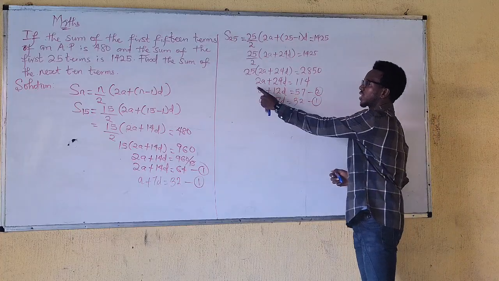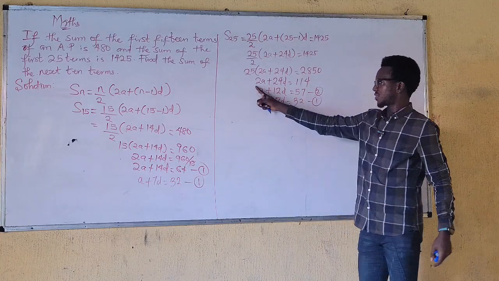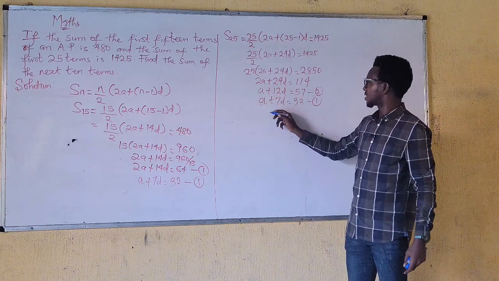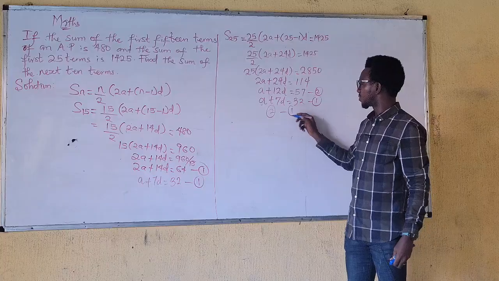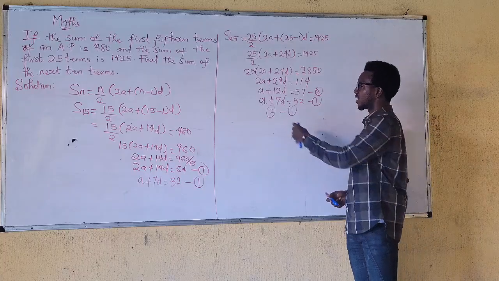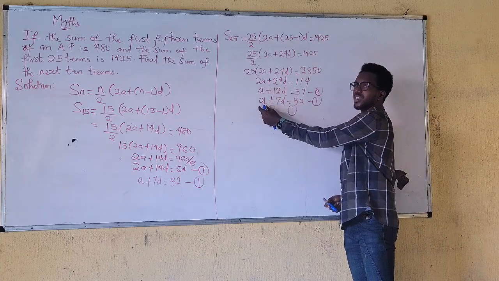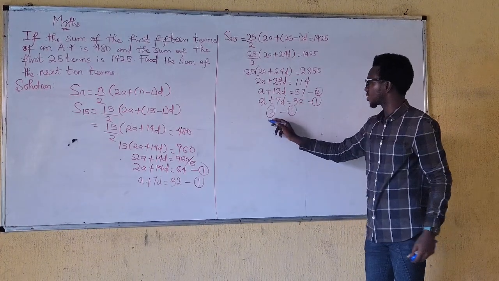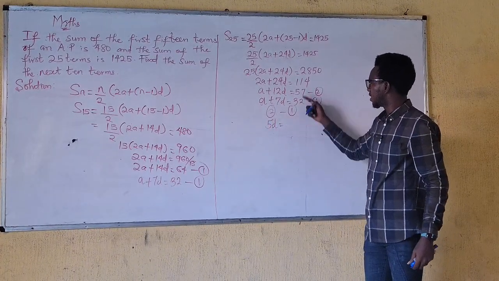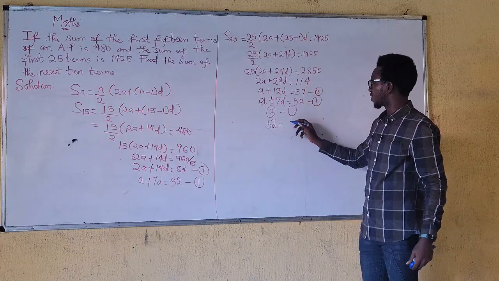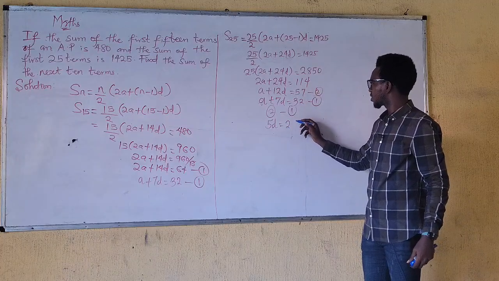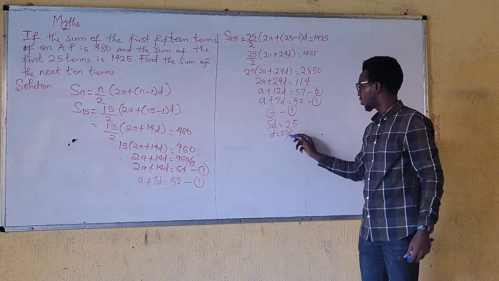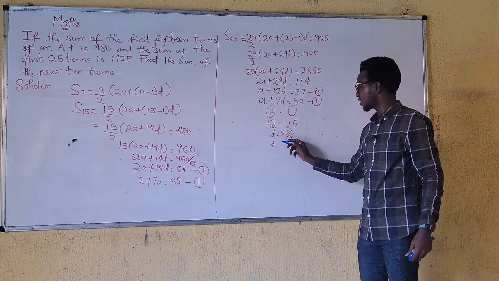Now, if you look at the coefficients of a, the coefficient of a here is 1 and the coefficient of a here is 1. So we can easily say equation 2 minus equation 1. So a minus a is going to give us 0. 12d minus 7d will give us 5d. 57 minus 32 will give us 25. So we can easily say d equals 25 over 5, and d equals 5.